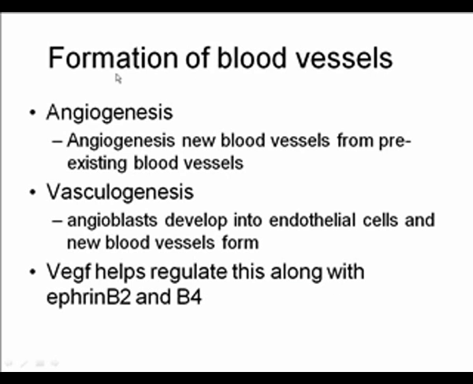In addition, as we said, there's a formation of blood vessels. And the blood vessels are forming by two processes. Angiogenesis, where new blood vessels are going to arise from pre-existing blood vessels, and also vasculogenesis, where new blood vessels are going to form from endothelial cells that come from angioblasts that come from splanchnic mesoderm. VEGF is important in regulating this process along with ephrin B2 and B4. So these are some of the factors which are important, VEGF in particular, in forming new blood vessels.